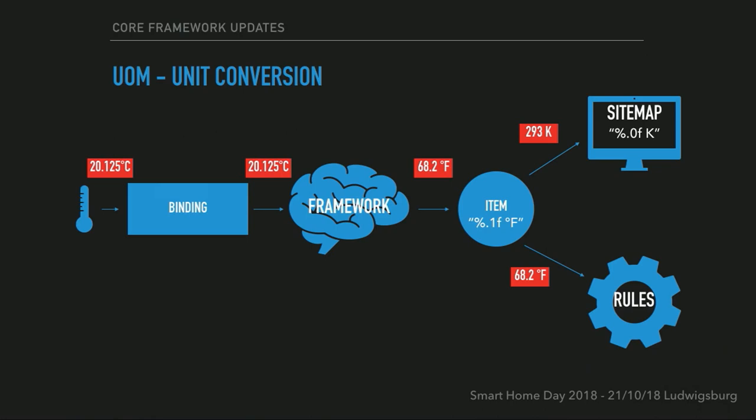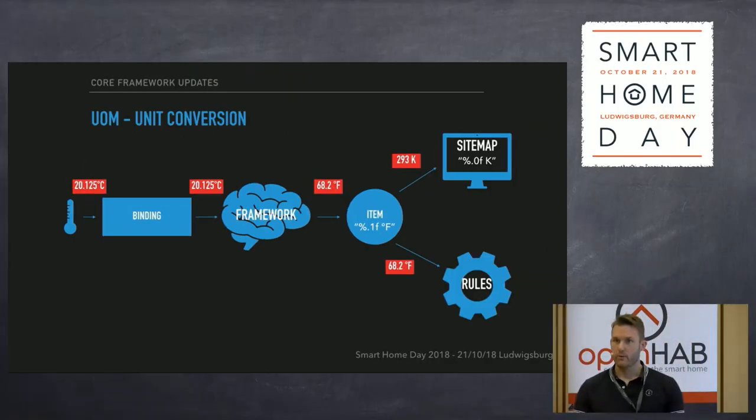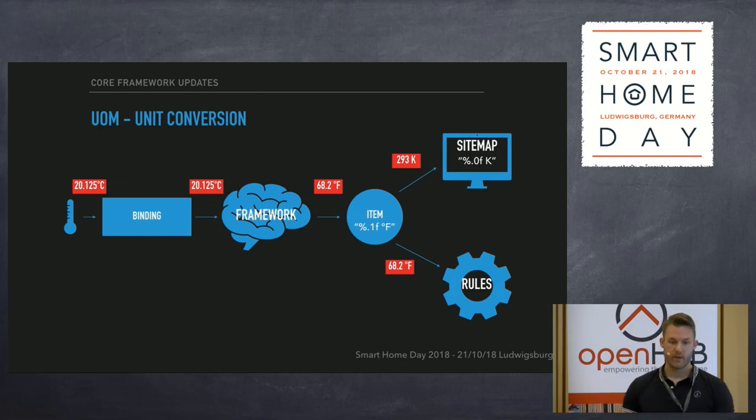Okay. So this is how the basic flow looks. You have the binding on the very left, measuring 20 whatever degree Celsius, and it will hand over this value with the unit Celsius to the framework, because the framework then can do unit conversion as it provides this value to the item.